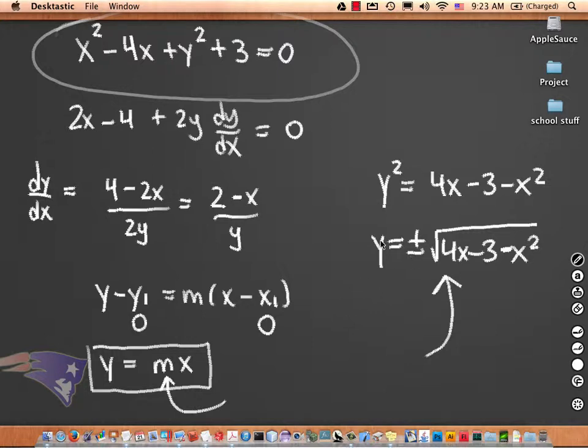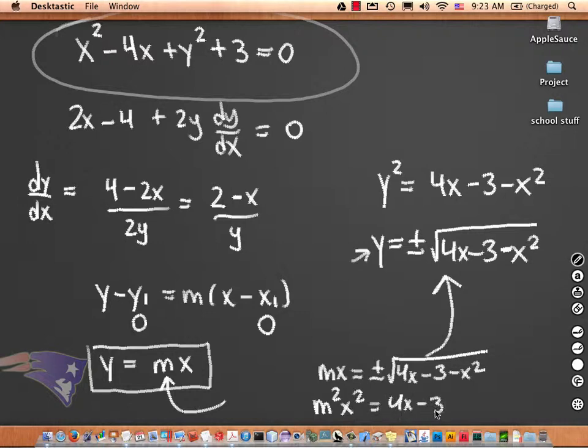Well, we could do this, right? If y is equal to mx, could I replace this with mx? Yeah. So I could say mx equals plus and minus the square root of 4x minus 3 minus x squared, right? Now I can square both sides, and I could say m squared x squared equals 4x minus 3 minus x squared.